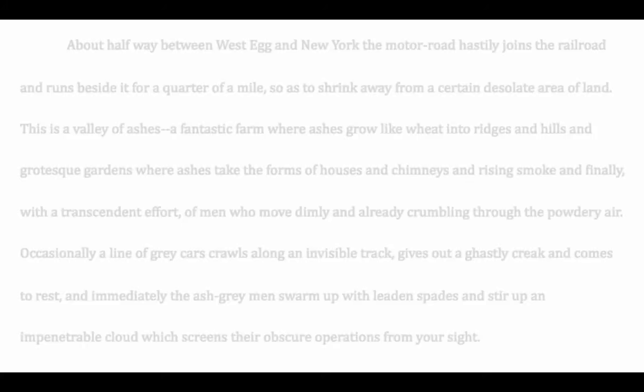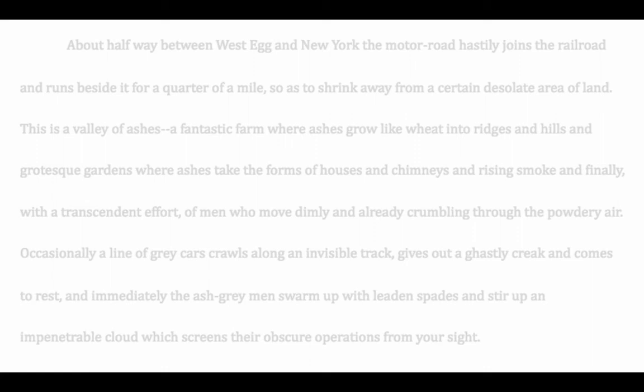Okay, so let's start from the beginning. About halfway between West Egg and New York, the motor road hastily joins the railroad and runs beside it for a quarter of a mile so as to shrink away from a certain desolate area of land.